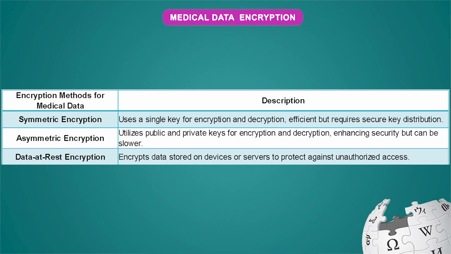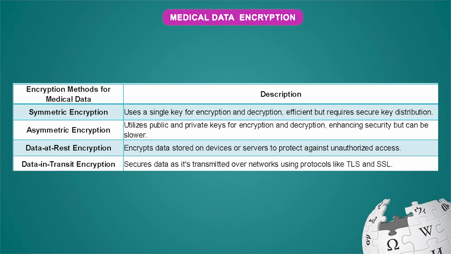Then next, data at rest encryption. This encrypts the data stored on devices or servers. Full disk encryption and file level encryption are examples of data at rest encryption. Data in transit encryption. This secures data as it is transmitted between systems or over a network. Transport Layer Security (TLS) and Secure Socket Layer (SSL) protocols are commonly used for data in transit encryption.